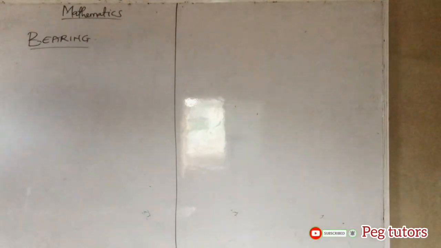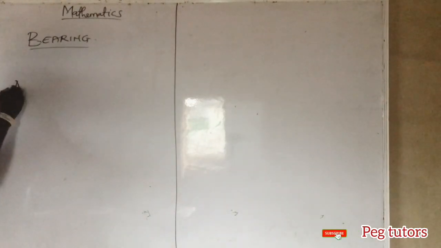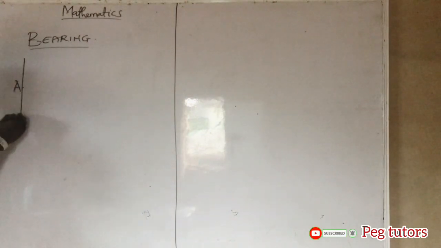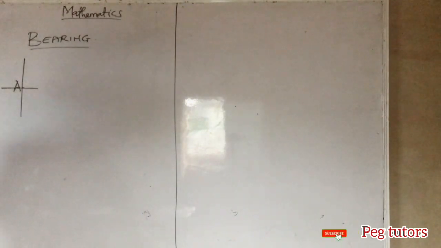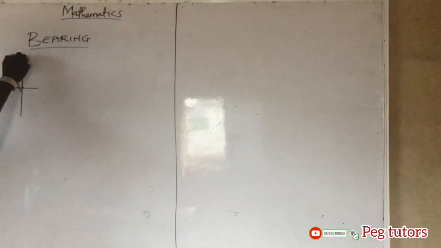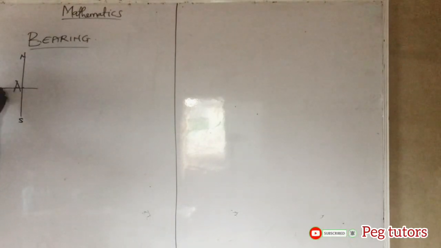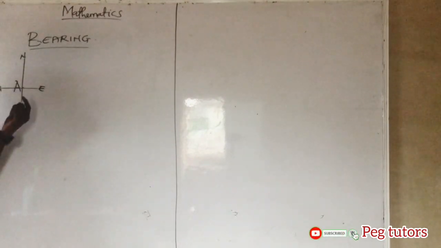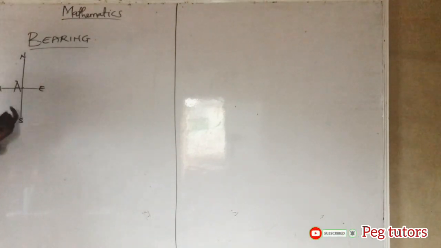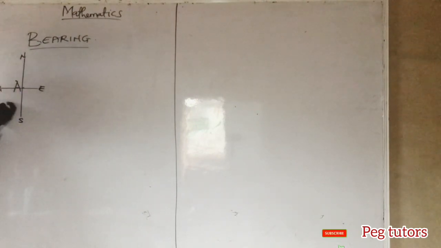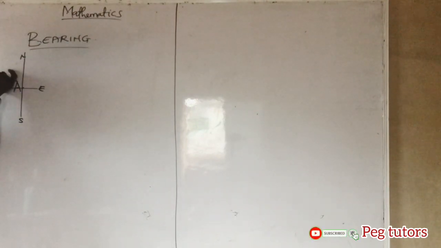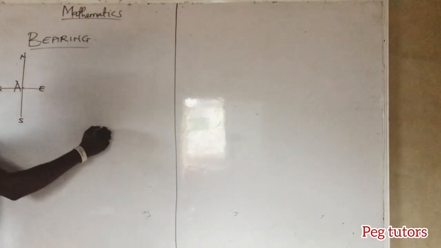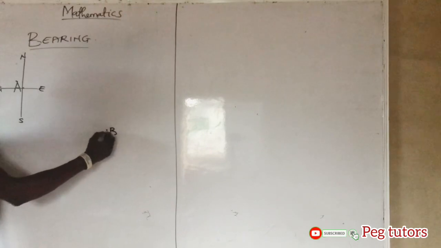For example, if you have a point A, and then we draw our cardinal points from point A, are we together? So this is point A, this is the north of A, this is the south of A, west of A, and east of A. Here is 90 degrees, here is another 90 degrees, which is 180, here is another 90 degrees, this is 270, and here is another 90 degrees, which is 360.